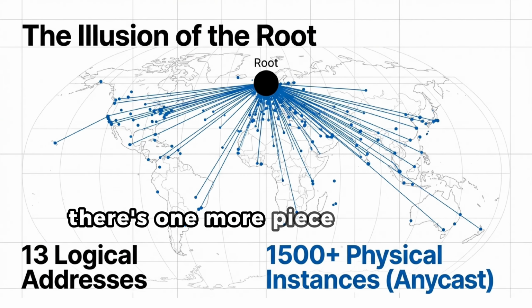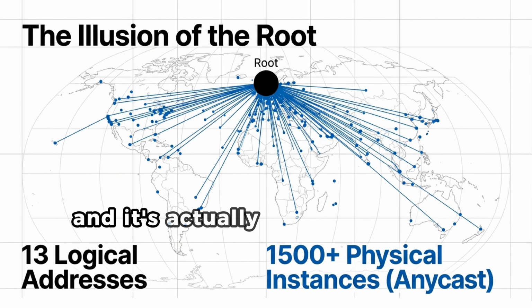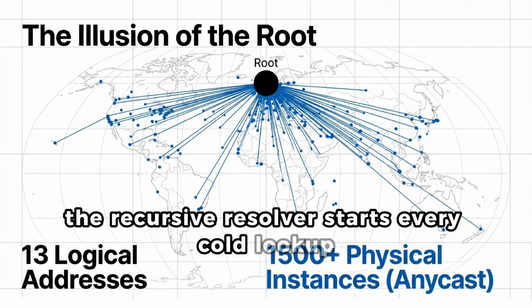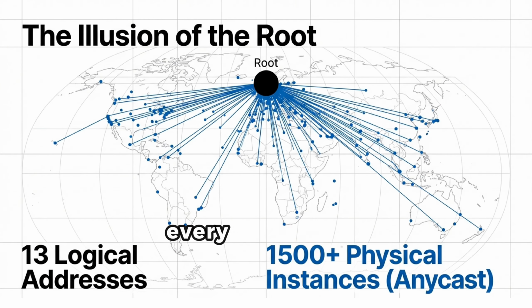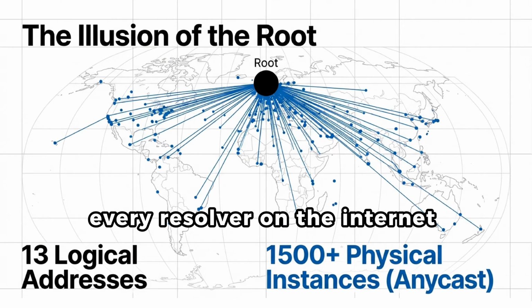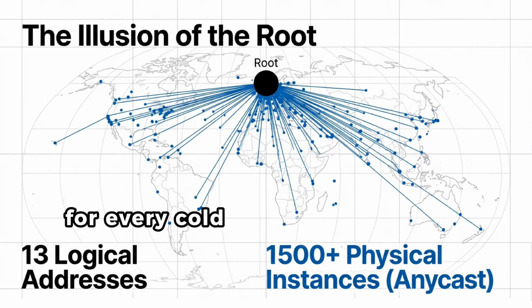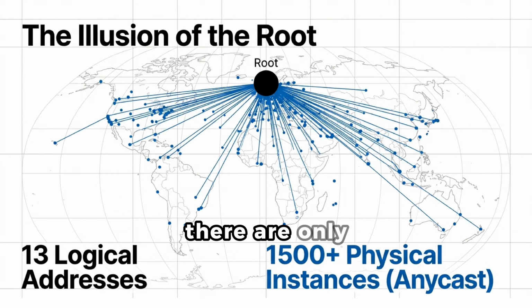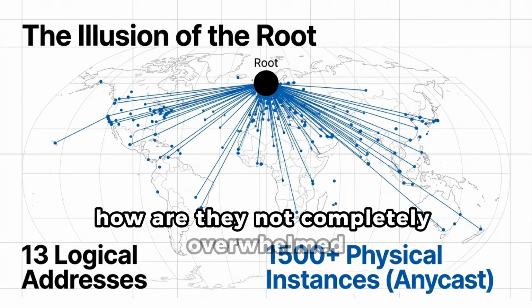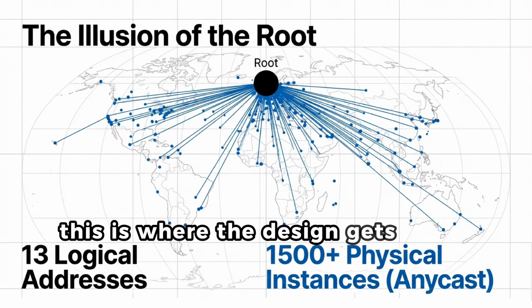There's one more piece of this we should talk about, and it's actually what makes the whole system viable at scale: the root. The recursive resolver starts every cold lookup by going to the root, every single time. Which means the root name servers are being contacted by essentially every resolver on the internet, constantly, for every cold lookup that doesn't hit a cache. There are only 13 root name server addresses. How are they not completely overwhelmed? This is where the design gets clever.